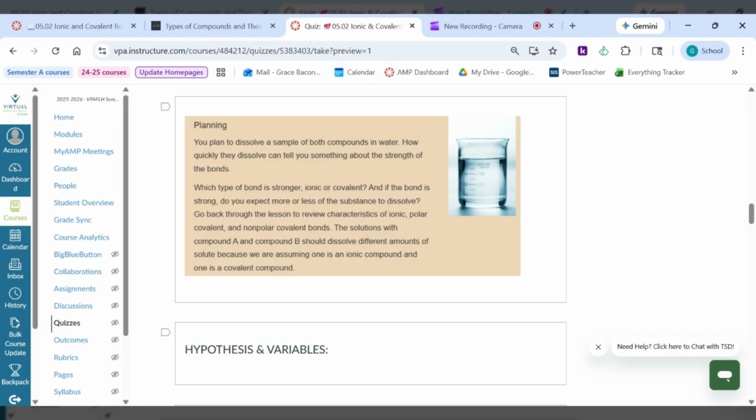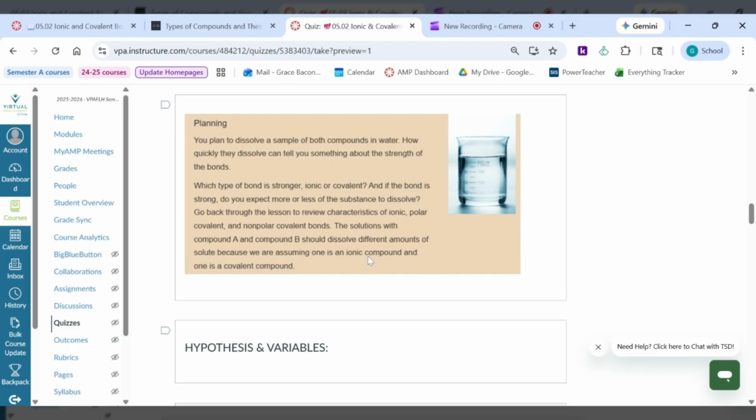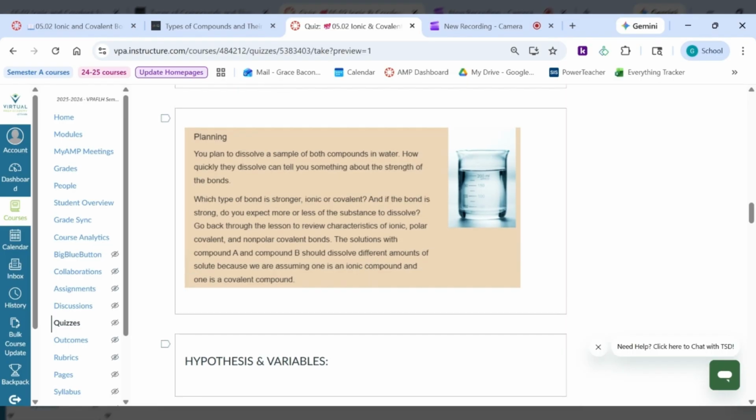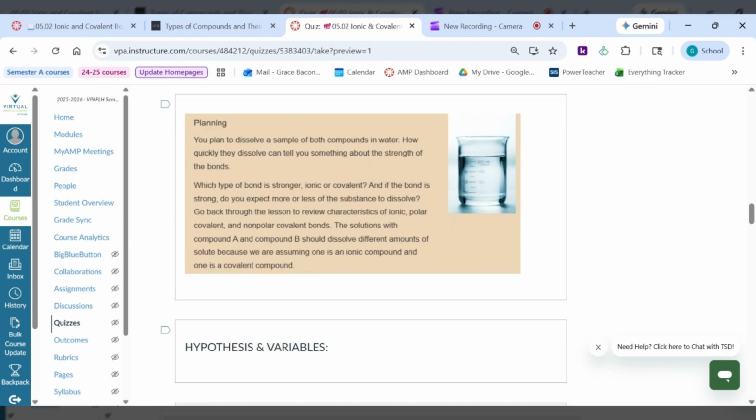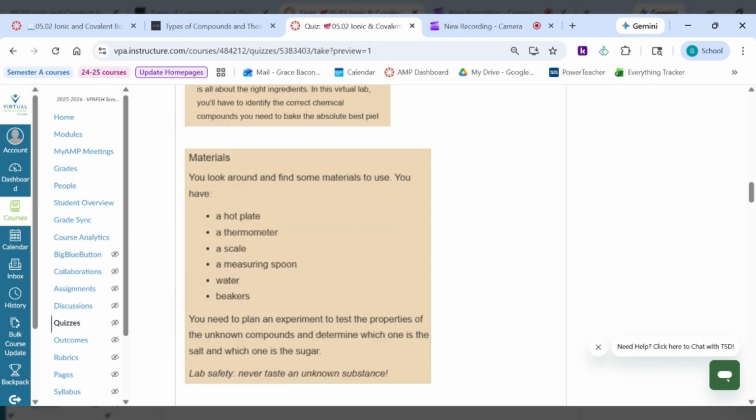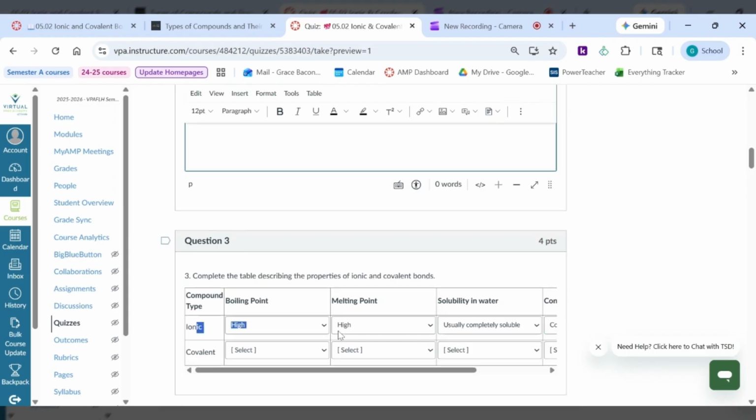Go back through the lesson to review these characteristics of ionic, polar covalent, and nonpolar covalent bonds. The solutions with compound A and compound B should dissolve different amounts of solute because we are assuming that one is ionic and one is covalent. So before we get started, we know that our salt is ionic and our sugar is covalent. So we should say we expect our salt to behave according to these ionic properties and our sugar to behave according to these properties.